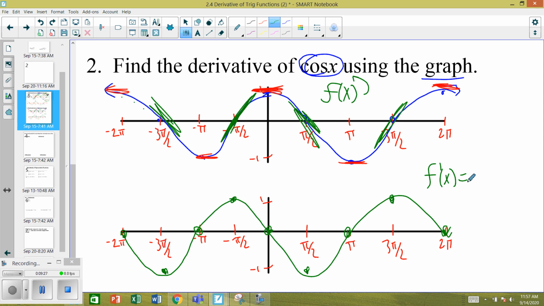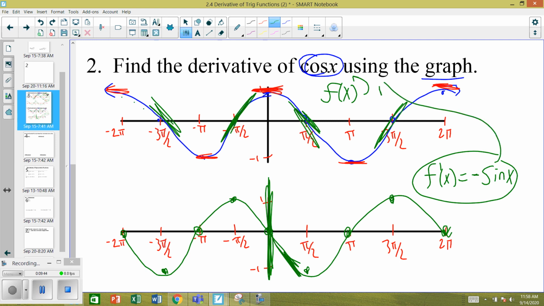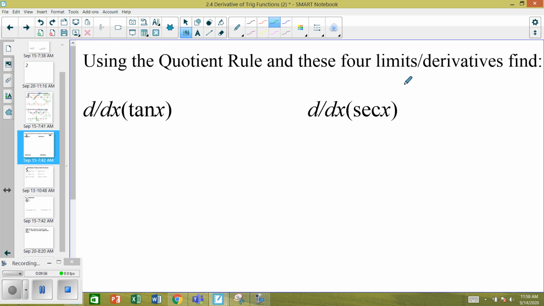What does this look like? Well, hopefully you're making the connection that since it starts off at 0 on the midline, it's a sine function, but it's not just sine of x. Notice how it starts by going to a minimum. So this means that it's negative sine of x. So the derivative of cosine is negative sine of x. All right, so keep track of this. We know that the derivative of sine is cosine. The derivative of cosine is negative sine of x. All right, let's keep going.